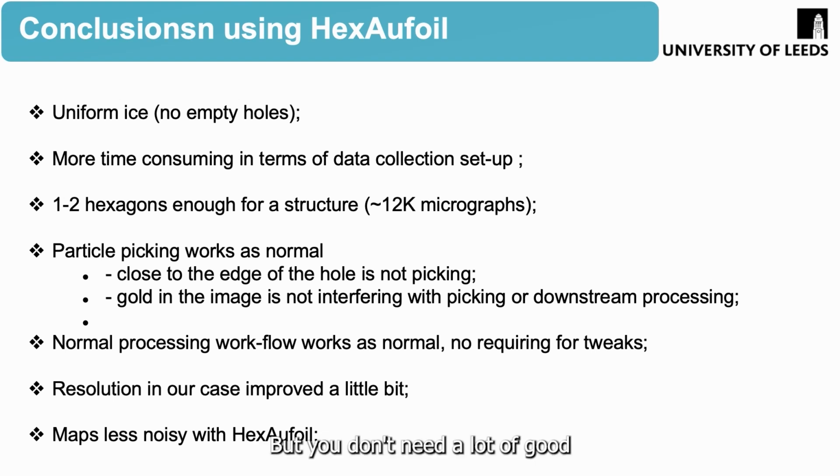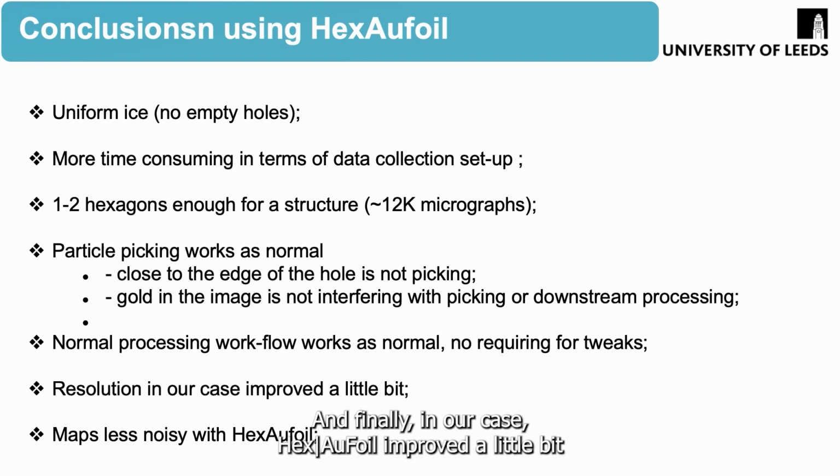But you don't need a lot of good hexagons. One or two are more than enough to get a decent data set, or at least preliminary data on your protein. Particle picking works as normal, and having gold in the micrographs is not interfering with picking or downstream processing. And finally, in our case, HexAuFoil improved a little bit the resolution and also the quality of the map, being less noisy.